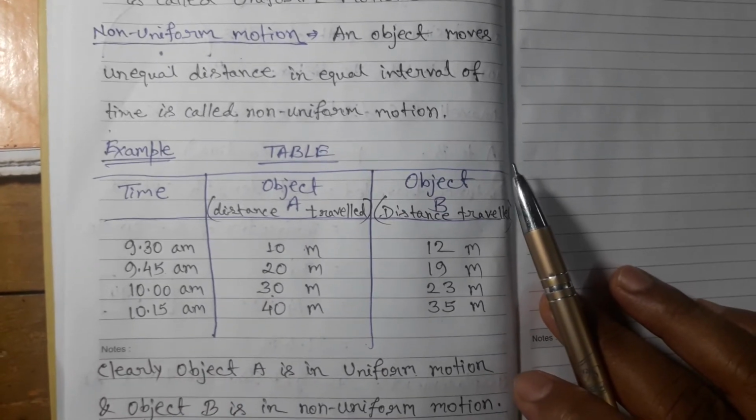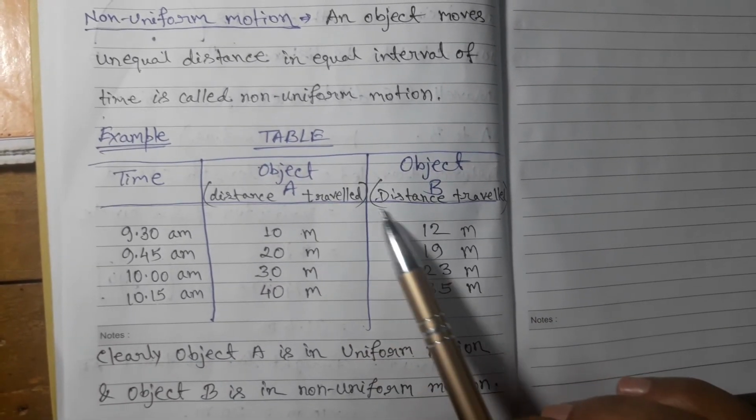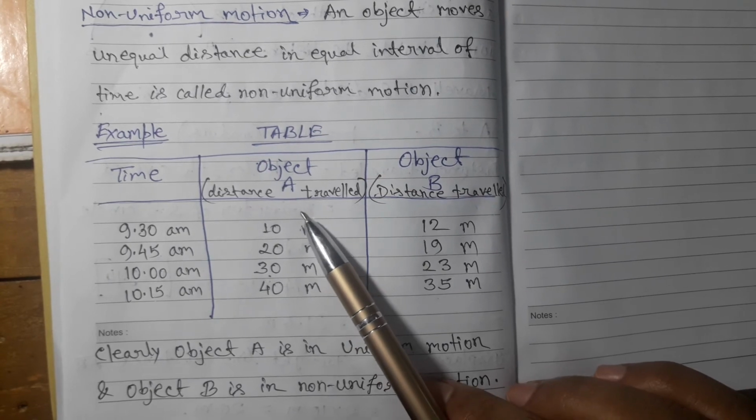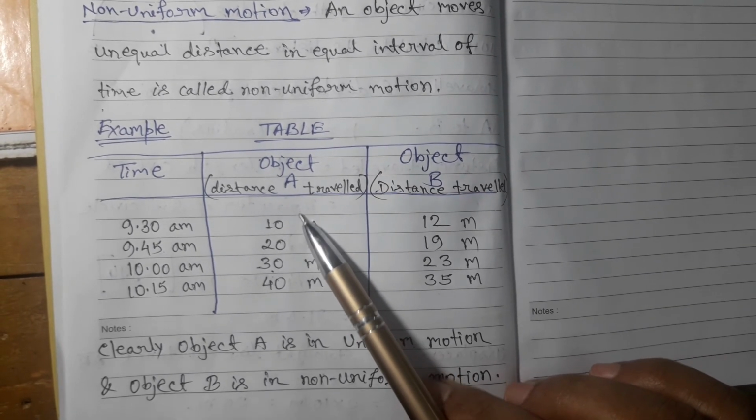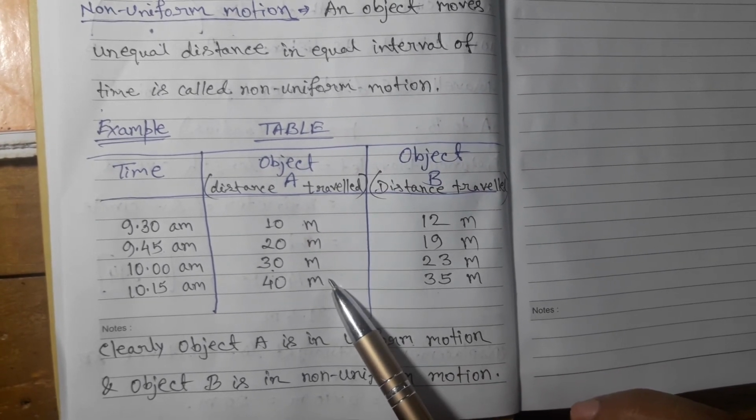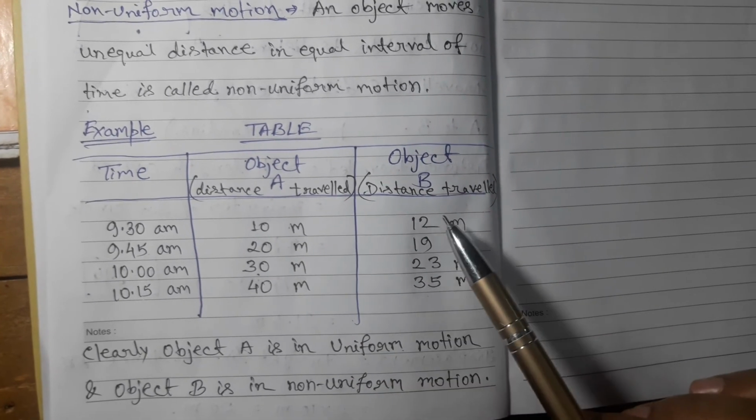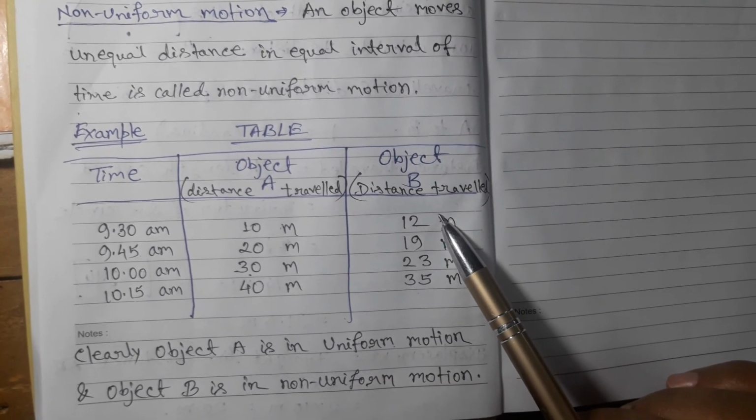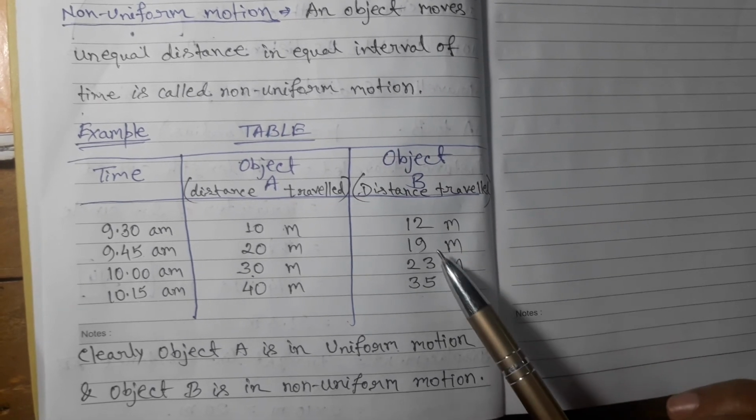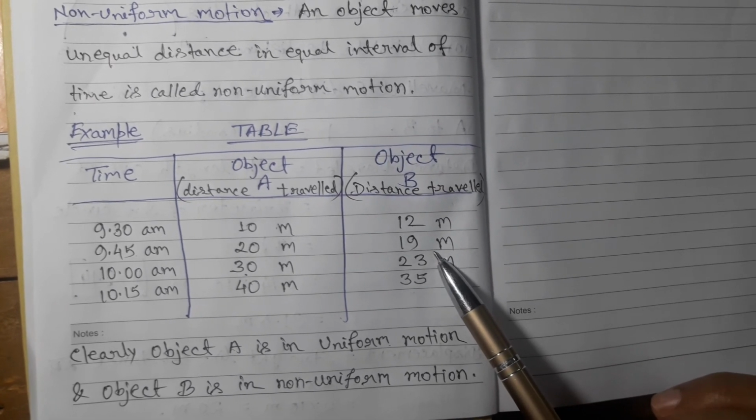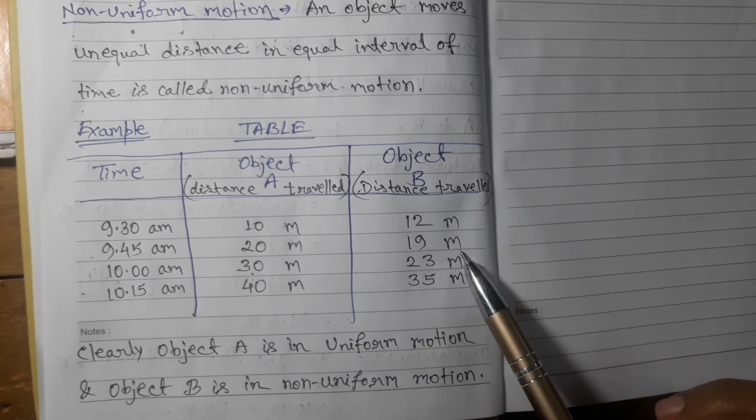So for the motion of these two objects A and B, we see that the distance traveled by object A is equal in equal interval of time. So the motion of object A is uniform motion. Clearly we see that the motion of object B is non-uniform as it moves unequal distance in equal interval of time.